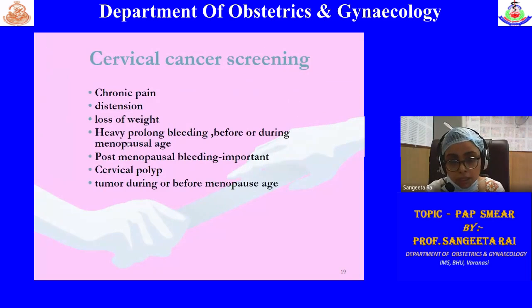What are the other things a patient may present with? Chronic pelvic pain? You don't know the cause. You are treating with antibiotics and anti-inflammatories, but the patient has heaviness in the pelvis. The patient is complaining of irregular bowel movements, distension, loss of weight. There may be heavy or prolonged bleeding during the perimenopausal phase, or postmenopausal bleeding. A cervical polyp may present as cancer, and so may any tumor during or after menopause.